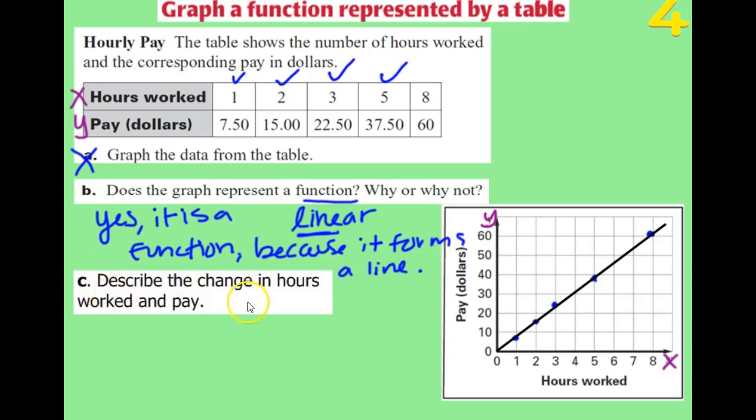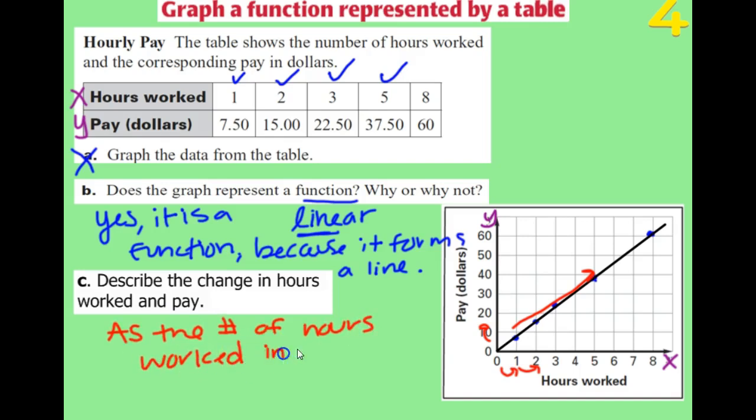And then last it says describe the change in hours worked and pay. So if our hours worked goes up, the more hours we work, our pay also goes up. Another word for goes up is increases. So I'm going to say as the number of hours worked increases, the pay also increases. That's just describing what's happening in this graph. So the more hours we work, the more money we get paid.